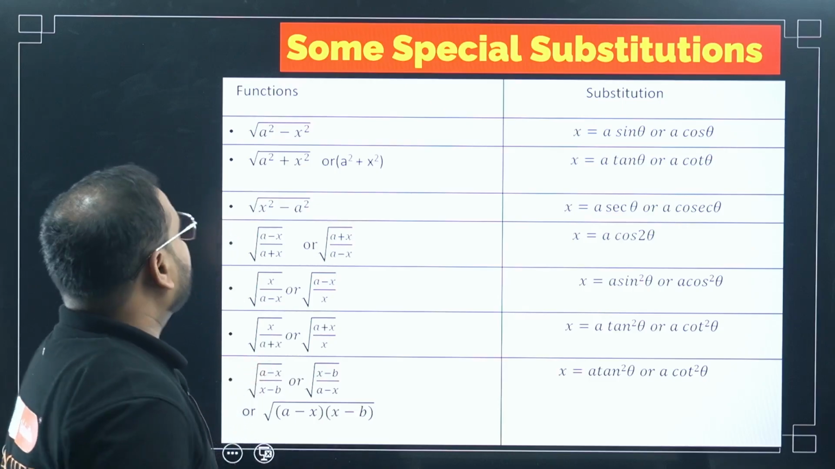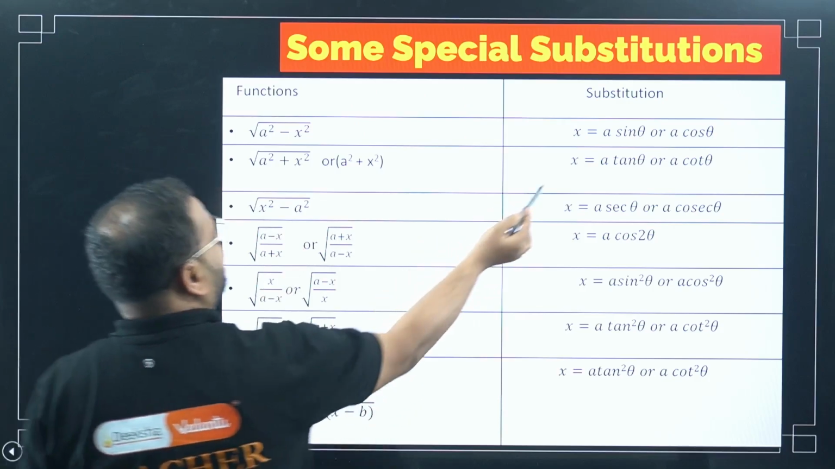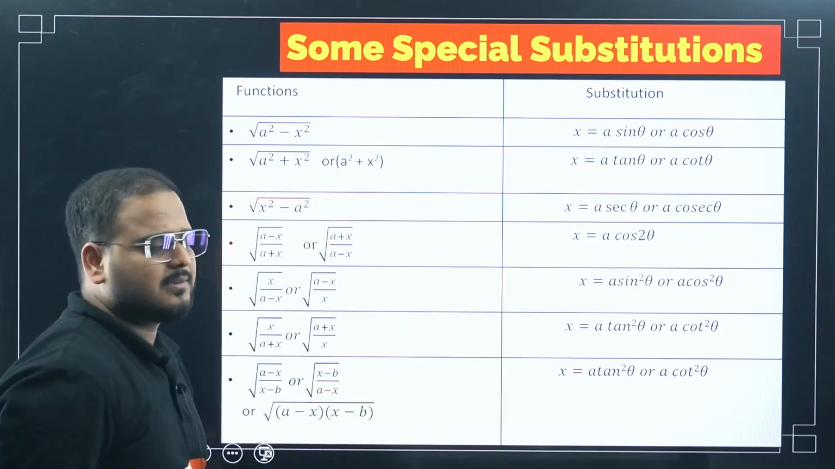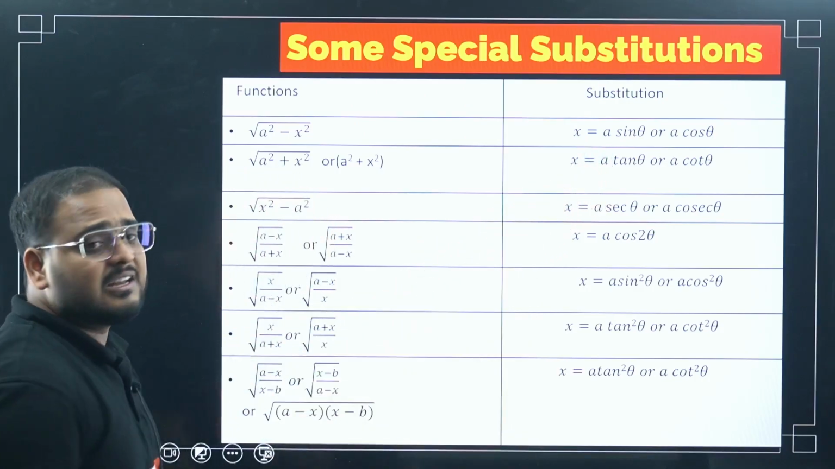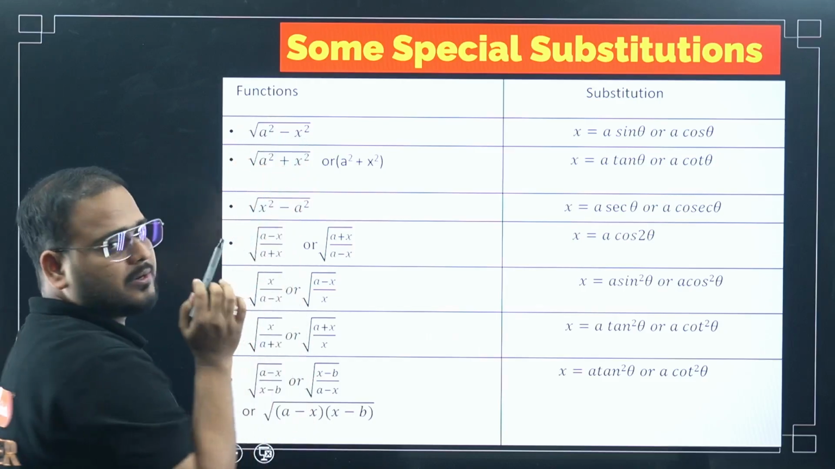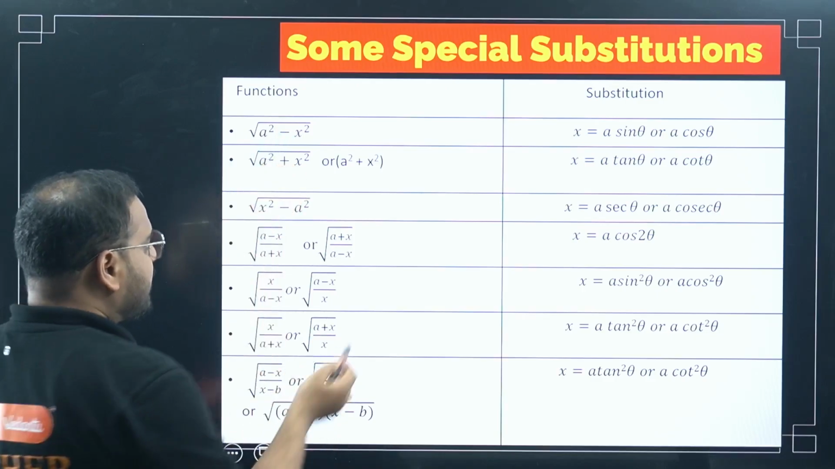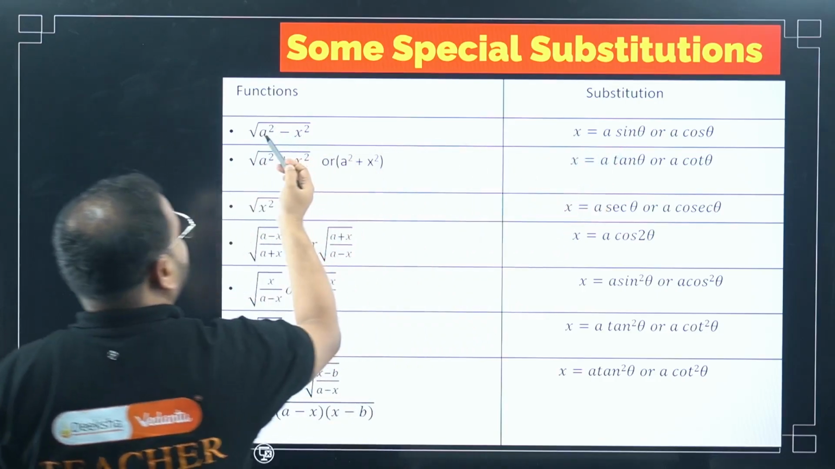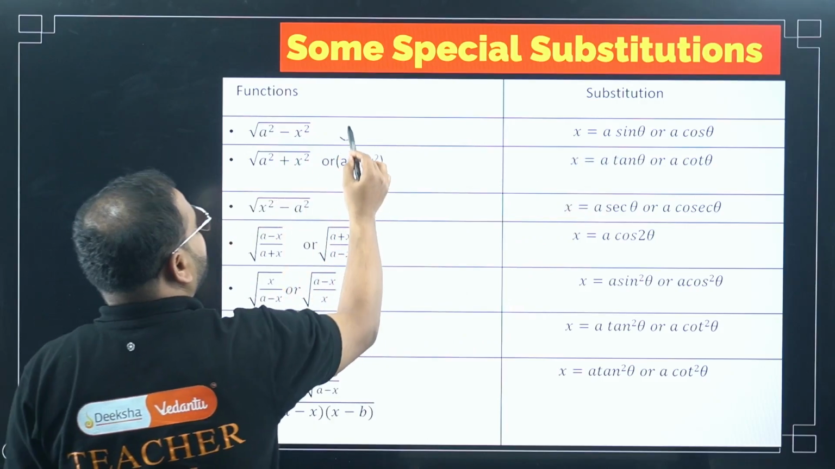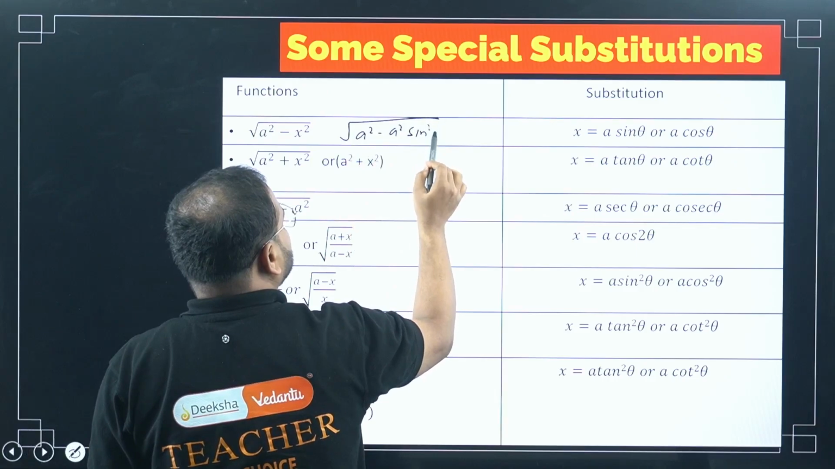Let's see. If I write, because the others will be very simple in the same way, let me show you. Why x equals a sin theta, sir? The statement is, if in the integration we have this condition, the root of a square minus x square, okay, so if you substitute a sin theta here, what will happen? It will become a square minus a square sin square theta.